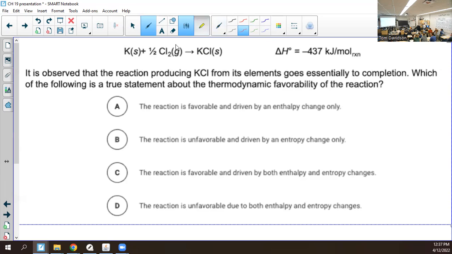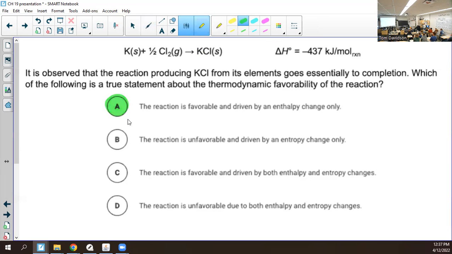Okay, the answer is A. Oh, all of a sudden everyone's happy. I didn't hear one single person say A. Okay, my bad. Here we go. It is A for the following reasons. None of you got it right. Well, 3 of you got it right. It's A. It is favorable because of what information in the problem?